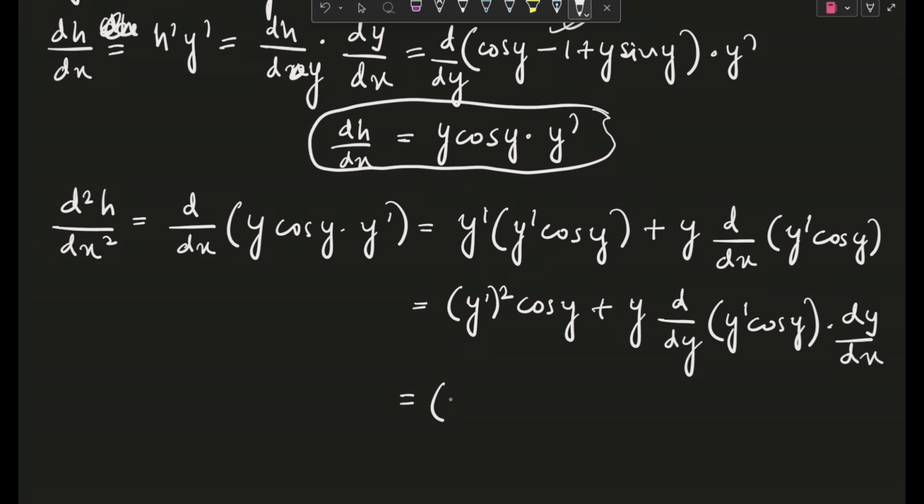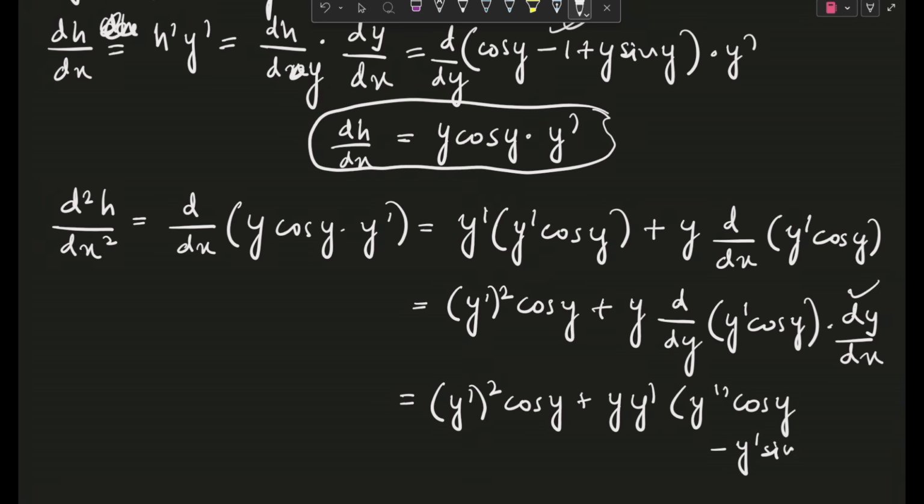So actually this will come out to be (y')² cos y plus y' once again, and d/dy of y' cos y is something which is very easy to find. So I'm writing that this will come out to be y'' cos y minus y' sin y into y'. Okay.